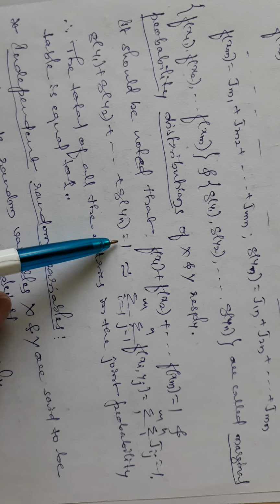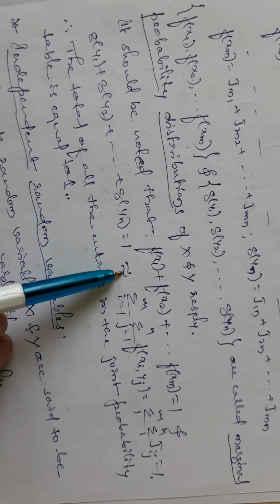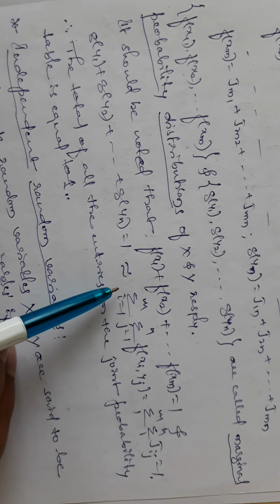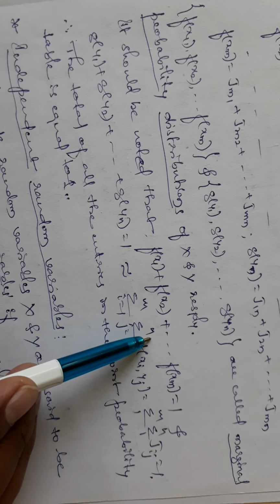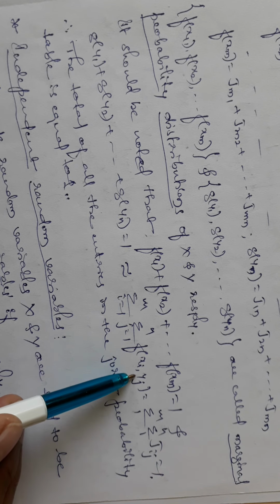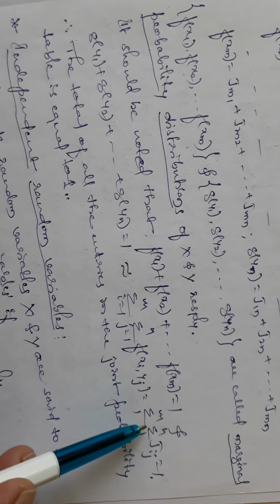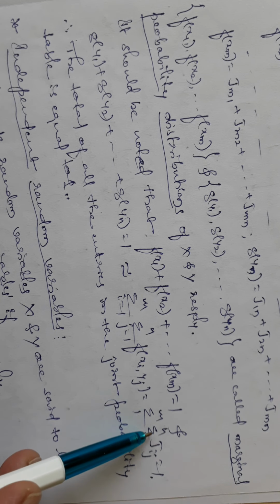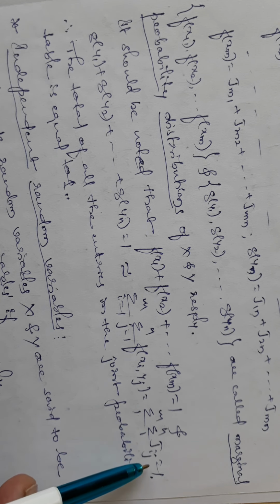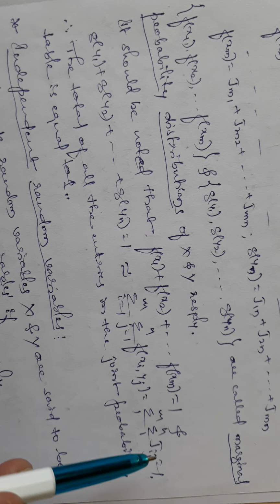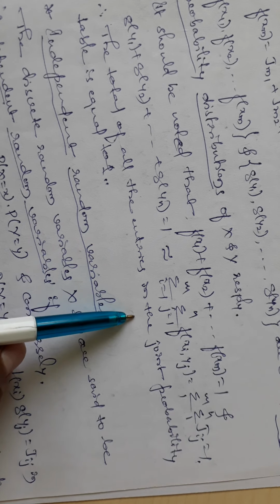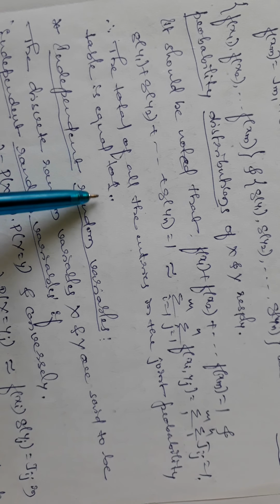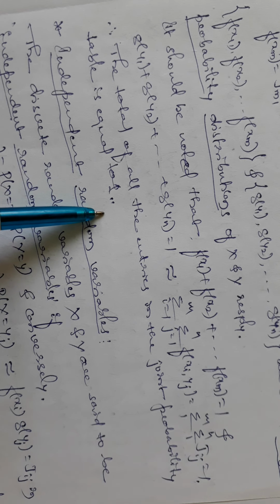which is equivalent to the sum over i equal to 1 to m, summation over j equal to 1 to n, of f of xi comma yj, equal to summation over i from 1 to m, summation over j from 1 to n, of Jij, equal to 1. Therefore, the total of all the entries in the joint probability table is equal to 1.